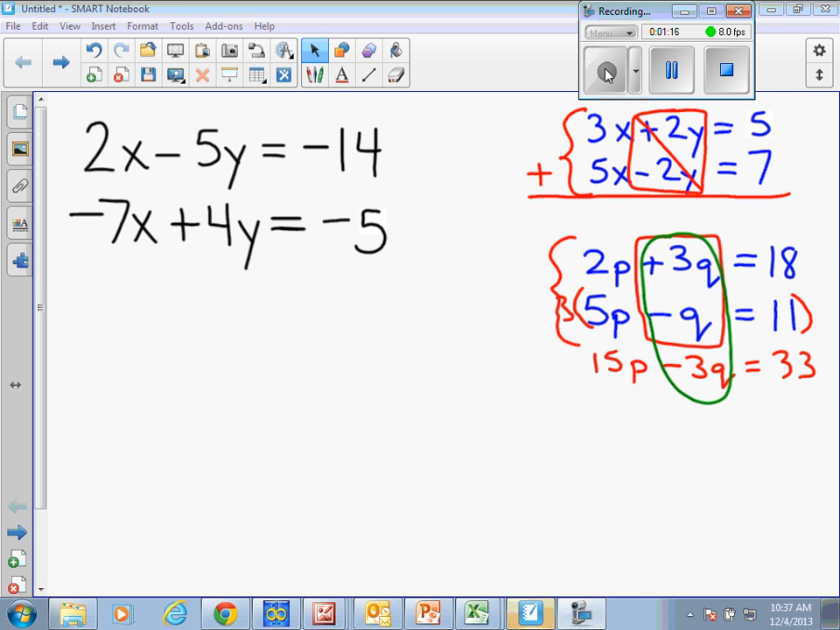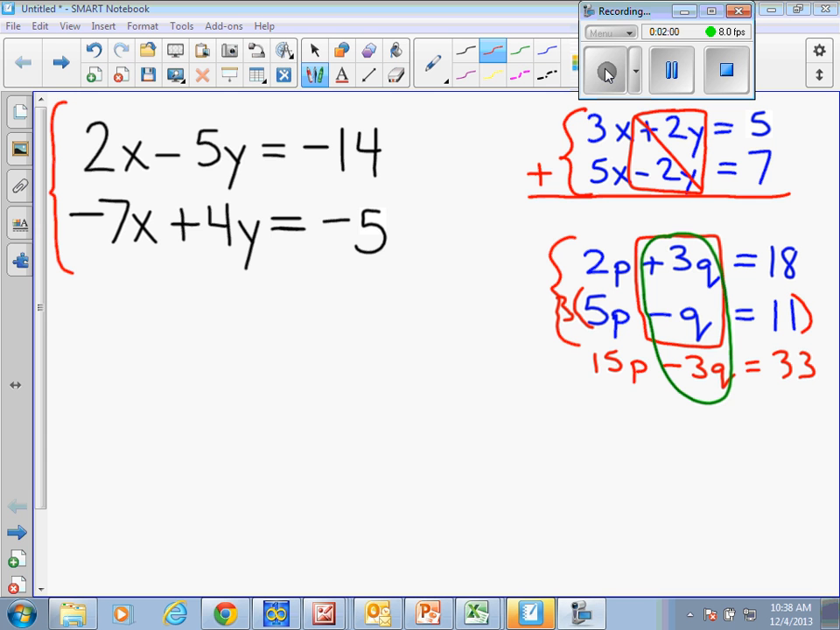Well, today we're going to be looking at this system. If you look at this system, the x's are not the same, the y's aren't the same, so we're going to have to use multiplication. But there's no way of multiplying an integer by 2 to get to a negative 7, or multiplying an integer times 4 to get to a negative 5. So in this case, we're going to have to multiply both equations by something to create opposite coefficients for either x or y. So the first thing we have to decide is which variable we would like to eliminate.